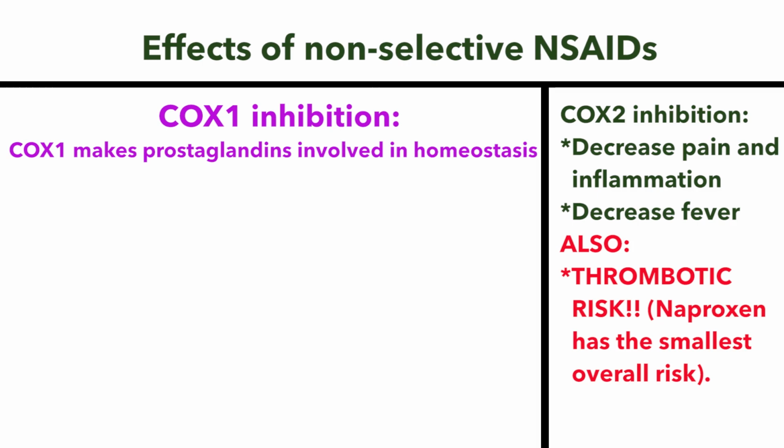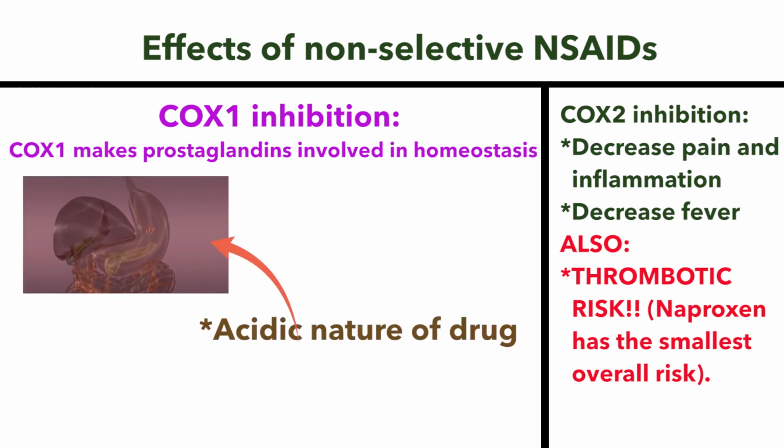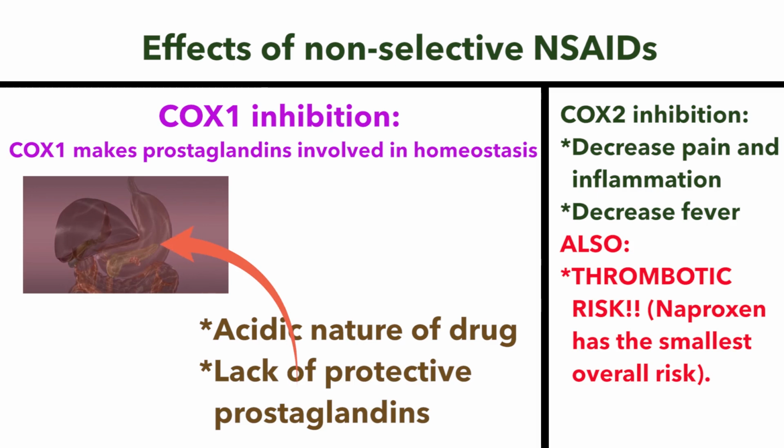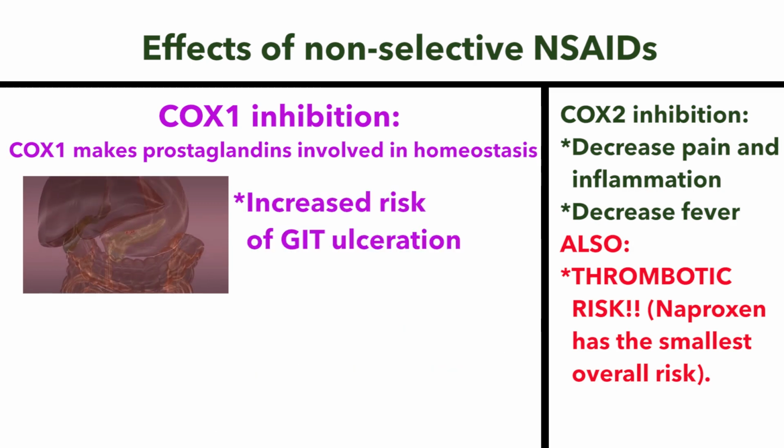And the other problem is that these non-selective non-steroidal anti-inflammatory drugs also affect the cyclooxygenase 1, or COX-1. And COX-1 is an enzyme that's used in many organs in our body to make protective prostaglandins, the prostaglandins that are used in maintaining homeostasis. So for instance, in the GIT, there's one problem with the acidic nature of the drugs damaging the linings, but also there's less protective prostaglandins, which makes it very possible that the person could develop stomach ulcers.